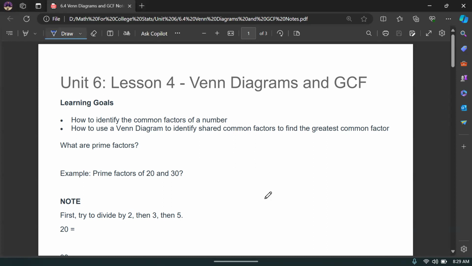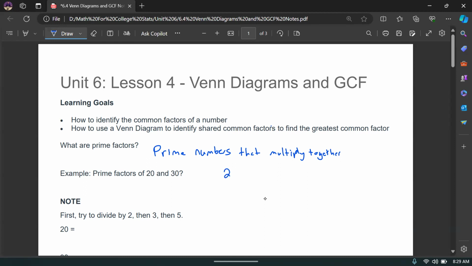So what are prime factors? Well, prime factors are prime numbers that multiply together to make whatever value you have. So let's look at an example for numbers 20 and 30. What are the prime factors of 20 and 30?